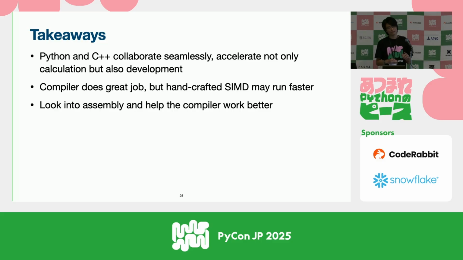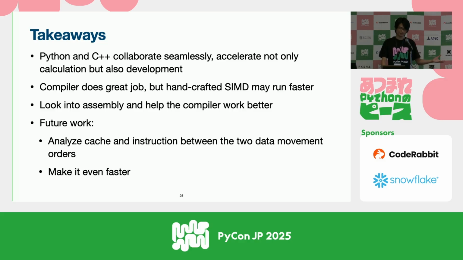And third, we definitely have to look into the assembly to know how to help our compiler work better. Then later, I will try to analyze the cache, the instructions between those data movements, and maybe try to introduce some other features to make it even faster. That's all of my talk today.